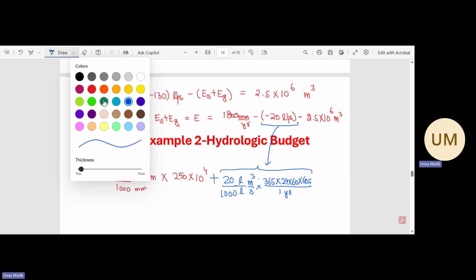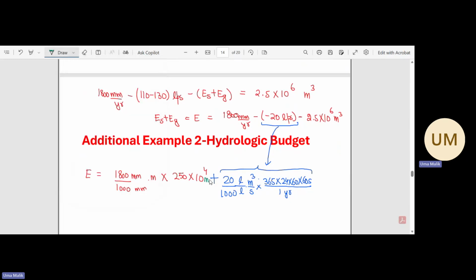Now, I got this per year. Second in 1 year got cancelled. I should have written here meter square, so it becomes meter cube because this will cancel out. Liter cancels out, second cancels out. I'm left with meter cube per year. Now the third term is 2.5 into 10 raised to power 6 meter cube. This is already annual, so no change is required in this one.